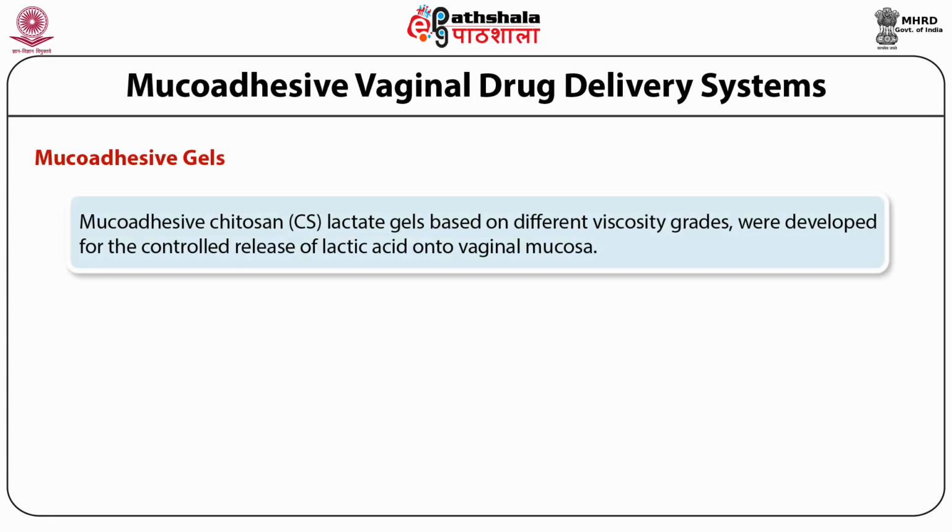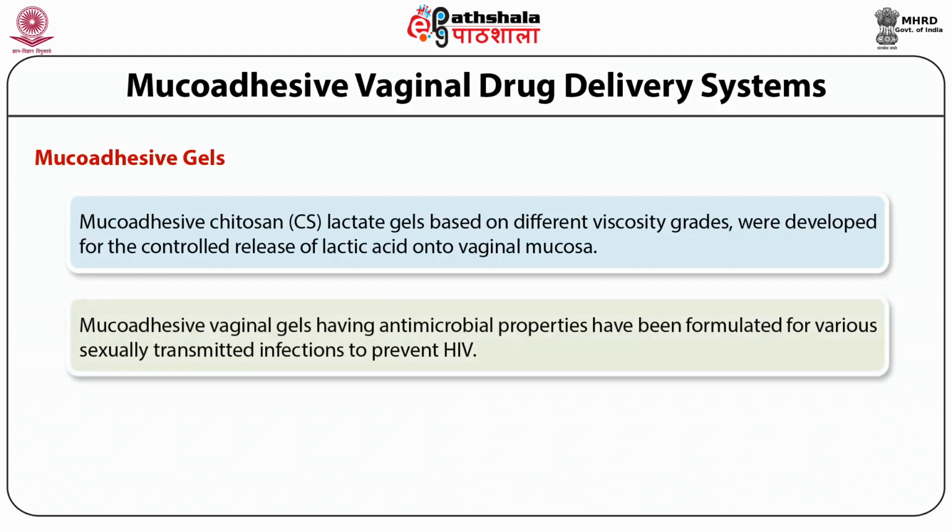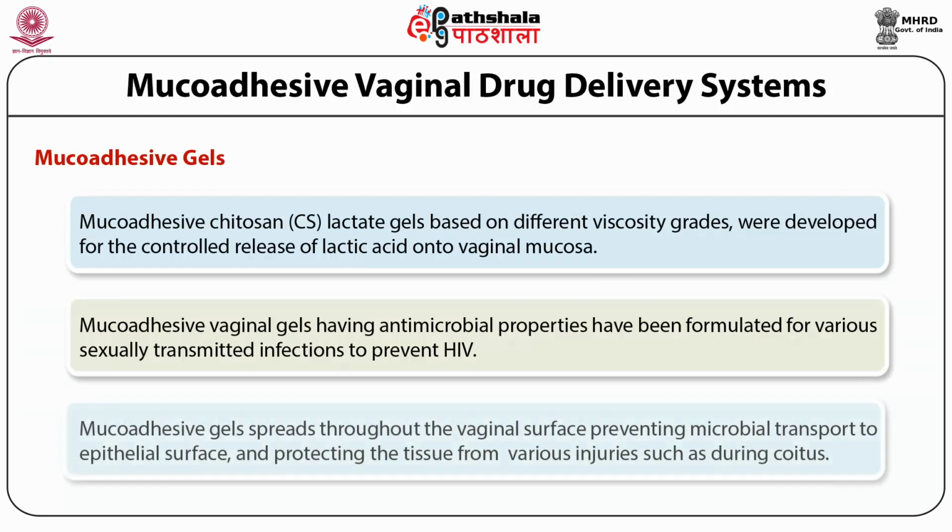Mucoadhesive chitosan lactate gels based on different viscosity grades were developed for the controlled release of lactic acid into the vaginal mucosa. Mucoadhesive vaginal gels having antimicrobial properties have been formulated for various sexually transmitted infections to prevent HIV. Mucoadhesive gels spread throughout the vaginal surface, preventing microbial transport to the epithelial surface and protecting the tissue from various injuries such as during coitus.